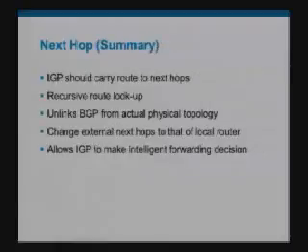Summary of all that: the IGP should carry the route to the next hops. We use recursive route lookup, so again with the loopback and so forth. The IGP looks up the loopback, how to get there. We unlink BGP from the physical topology. We change external next hops to be that of the local router, and we let our IGP make the intelligent forwarding decision. BGP was never ever designed to be a fast-moving, agile routing protocol.